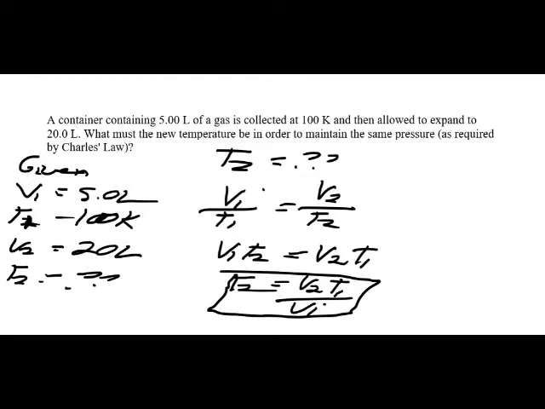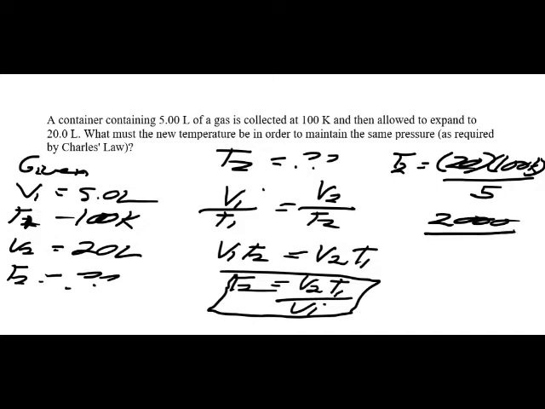Alright, so let's substitute the values. T2 is equal to 20 liters times 100 divided by 5. So we got 2,000 divided by 5, 400 Kelvin. And that would be our answer.